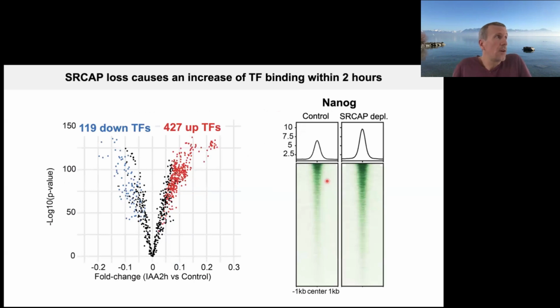Another thing you would expect if this is really steric hindrance is that this would act extremely fast. So we also checked whether SRCAP loss for only 2 hours would lead to an increase in transcription factor binding. And in terms of footprinting, we see virtually the same picture as at 4 hours, suggesting that indeed this is extremely fast. And here is an example of ChIP-seq for NANOG after 2 hours of SRCAP depletion that goes up immediately.